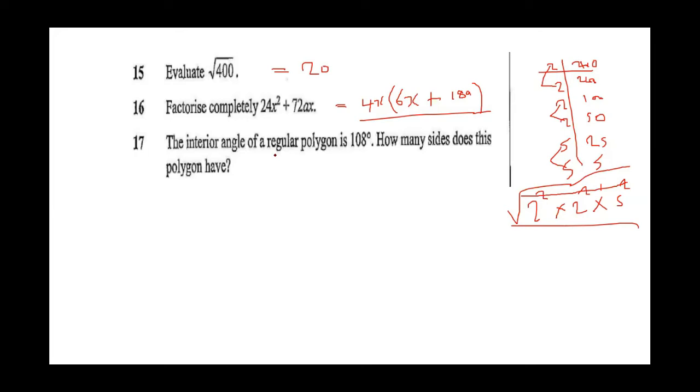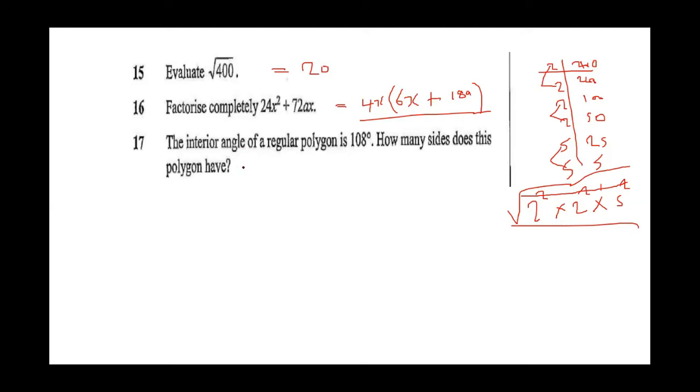Alright, question 17. The interior angle of a regular polygon is 108 degrees. How many sides does this polygon have?